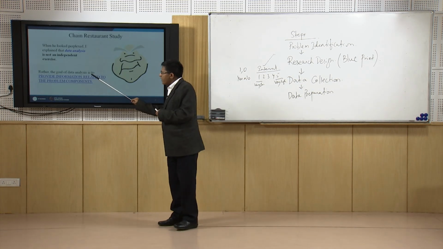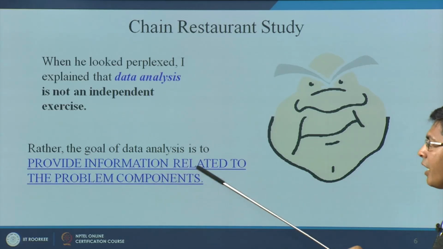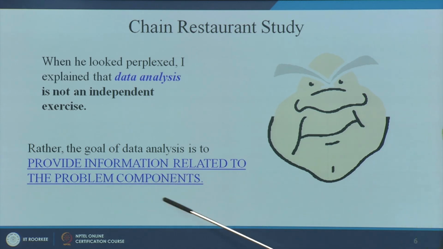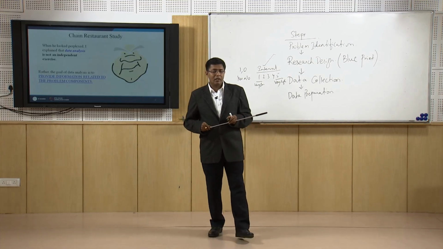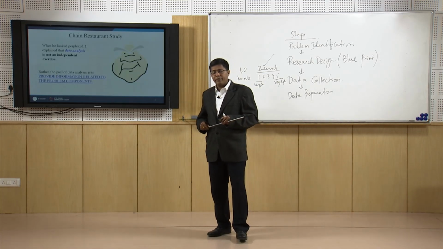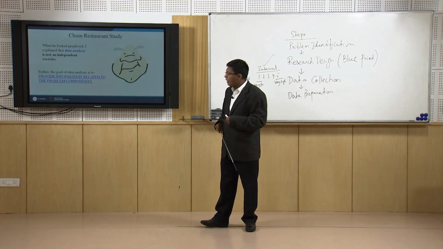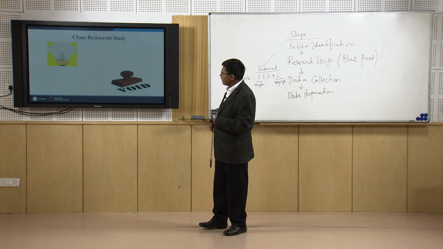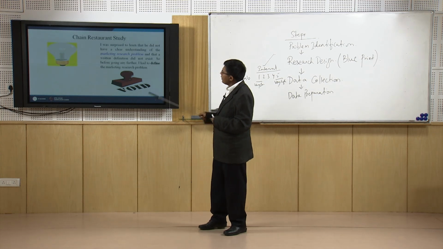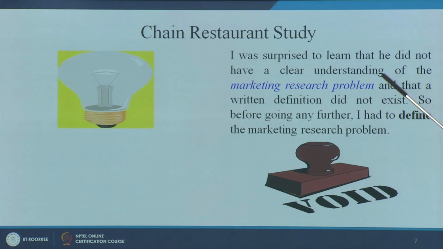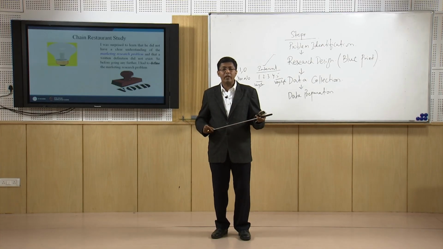So, the goal of data analysis is to provide information related to the problem components. So, are you clear with the problem components? That is the first question that comes to mind. If we are not clear with the problem components, then we would never be able to reach a solution, okay. I was surprised, he says, that he did not have a clear understanding of the market research problem and a written definition did not exist. Now, why is a written definition so important?